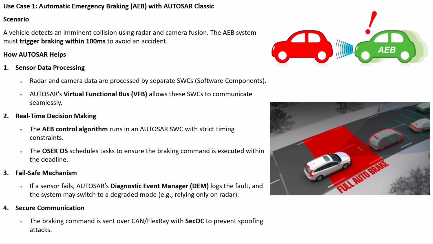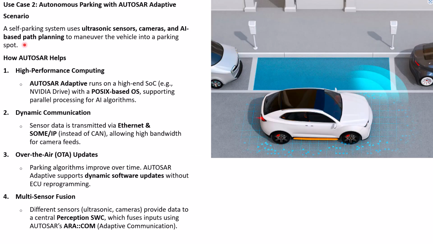Now let's see the next use case: autonomous parking with Autosar Adaptive. So within autonomous parking, how is Autosar Adaptive helping? Everybody knows a self-parking system uses ultrasonic sensors, cameras and AI-based path planning to maneuver the vehicle into a parking spot. And how is Autosar helping?